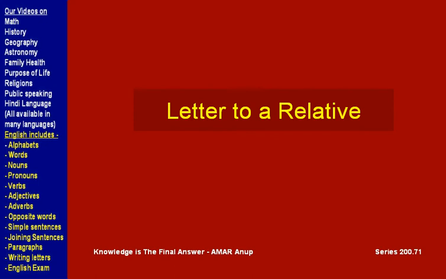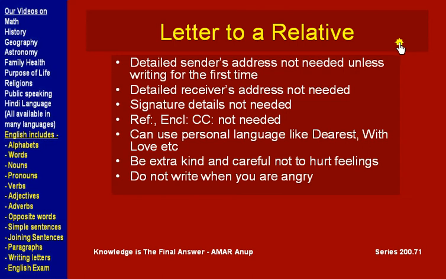Now let's talk about a letter to a relative. When you are writing a letter to a relative or a friend of yours, the sender's address is not needed because they already know your address. So unless you are writing from a new address, you have moved into a new house, then you can add your sender's address. Otherwise there is no need to write the sender's address every time you write to a relative.